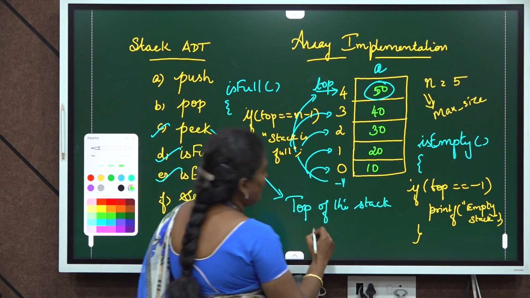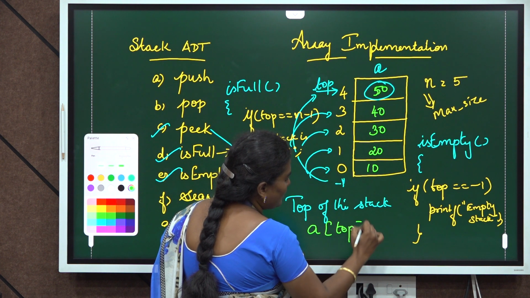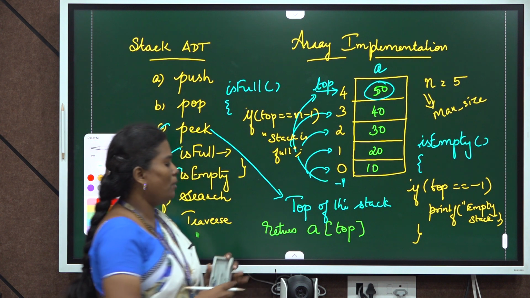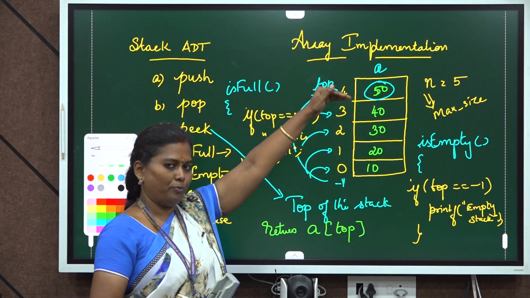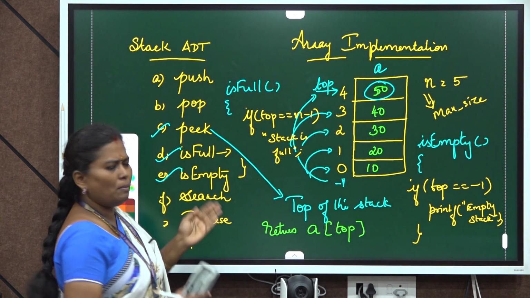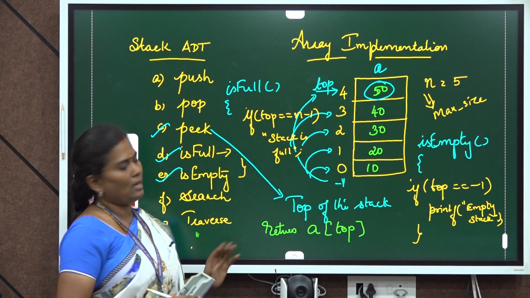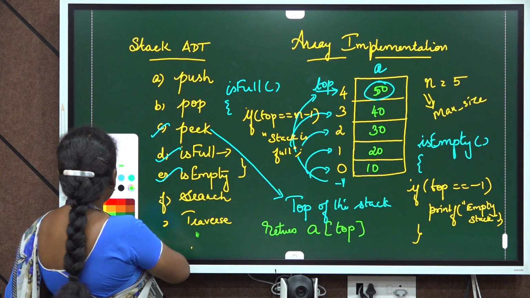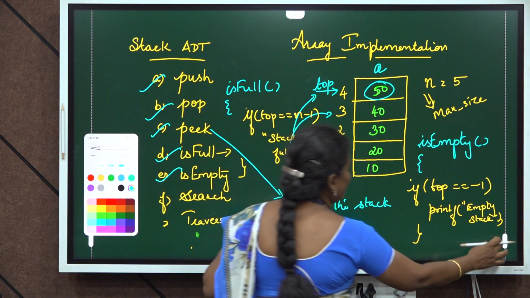Operation. So here if I am going to tell A of top, this will return the value that is pointed by the top of the stack. So these are the base and simple operations that we can do with the stack, like peek, is full, is empty. Now let us see how to push and how to pop an element using an array.